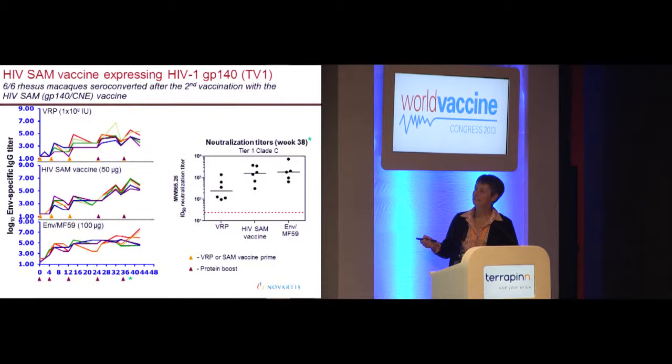What we can see is that after the second dose, in the SAM vaccine group, all the animals had seroconverted. And here we are looking at envelope-specific IgG titers; titers kept increasing after each boost. If we look after the last immunization on week 38 at neutralization titers in those animals, we can see that the HIV SAM vaccine group had titers equivalent to the group receiving the MF59 adjuvanted GP140, while the VRP group was somewhat lower.